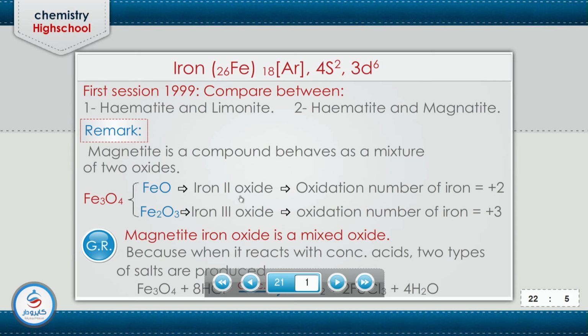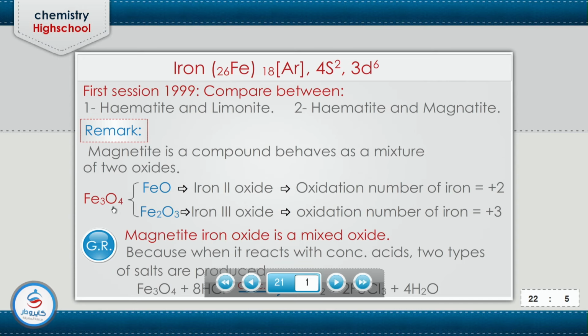There was a question in 1999: compare between hematite and limonite. And as we saw in the last table, we can make the comparison between hematite and limonite, or a comparison between hematite and magnetite. Remark that magnetite is a compound that behaves as a mixture of two oxides.